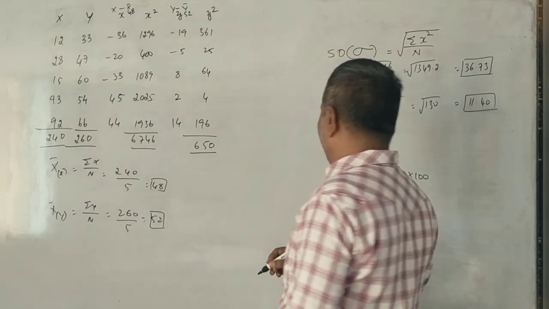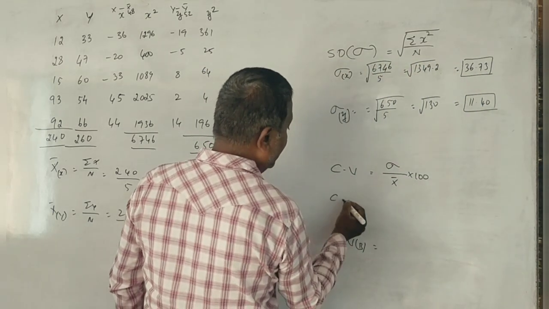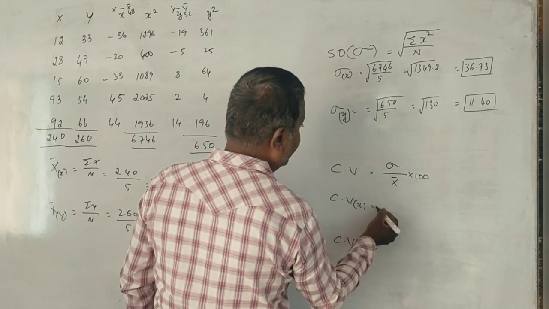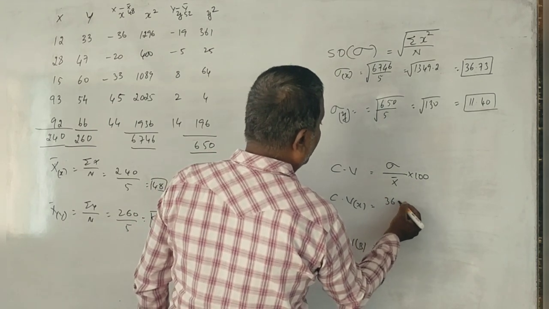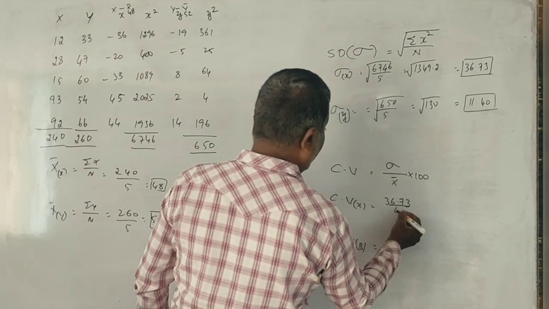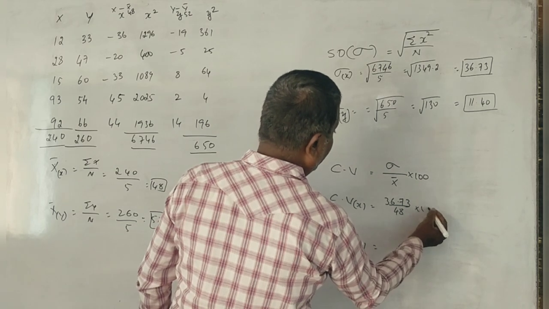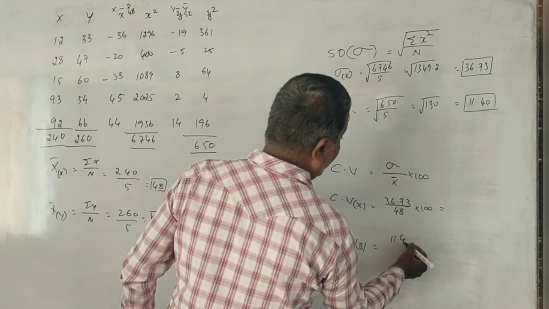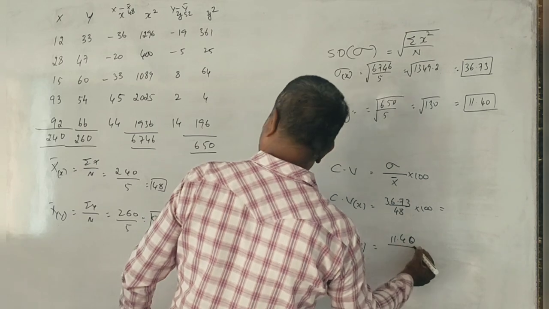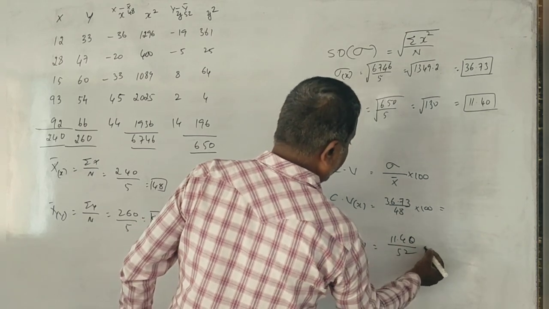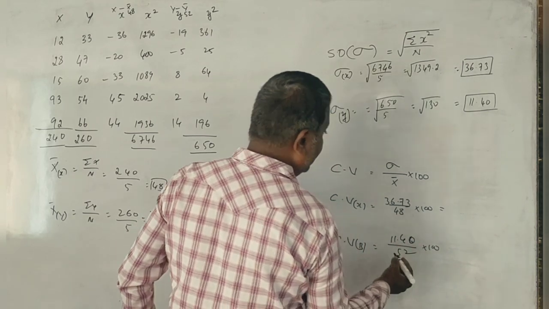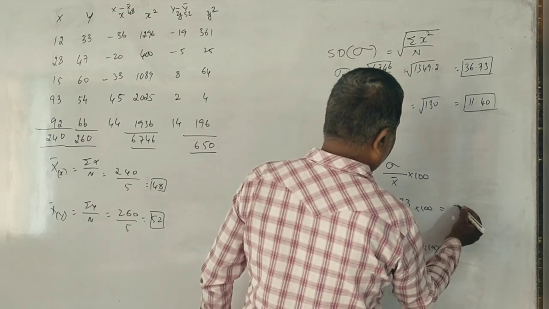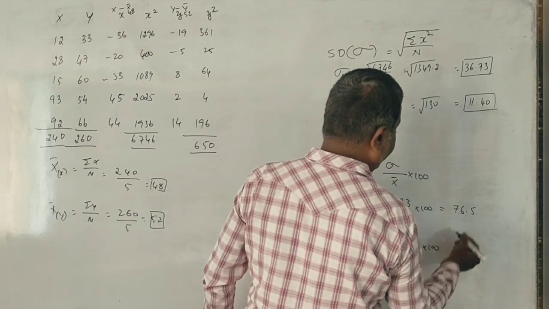Correct? Yes, sir. Now the coefficient of variation of x is equal to 36.73 divided by 48 into 100. Next, for y it is 11.40 divided by 52 into 100. Coefficient of x is equal to 76.5.